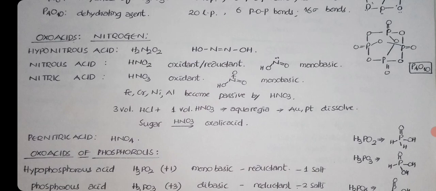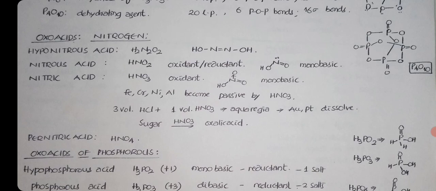sp2 hybridization of nitrogen. Nitric acid HNO3 is a good oxidizing agent. It is also monobasic. It is trigonal planar. Iron, chromium, nickel, aluminium become passive by HNO3, due to the formation of an oxide layer. 3 volumes of HCl and 1 volume of HNO3 is aqua regia, in which gold and platinum are also soluble.